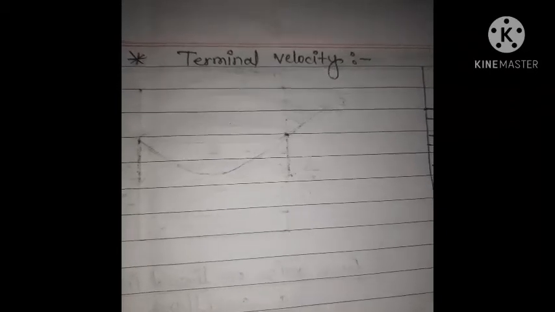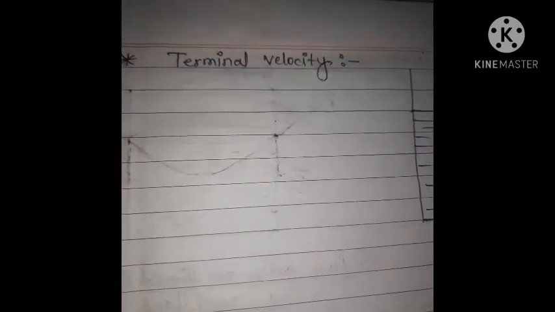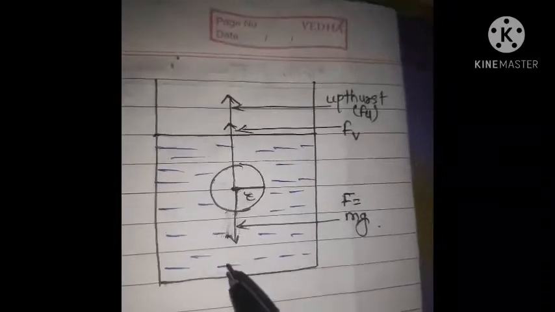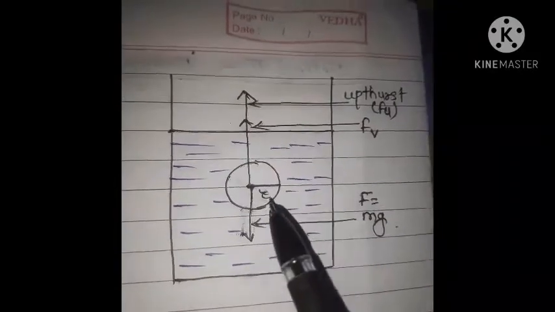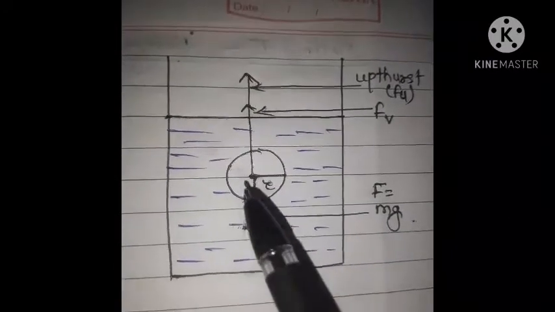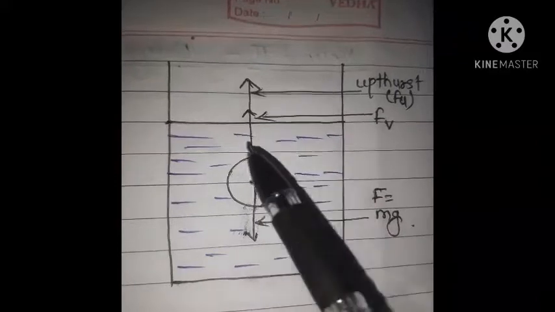Hello students. In the second topic, mechanical properties of fluids, today we are going to discuss the terminal velocity of a sphere. For this, see this diagram in which a spherical object falls inside a viscous fluid.